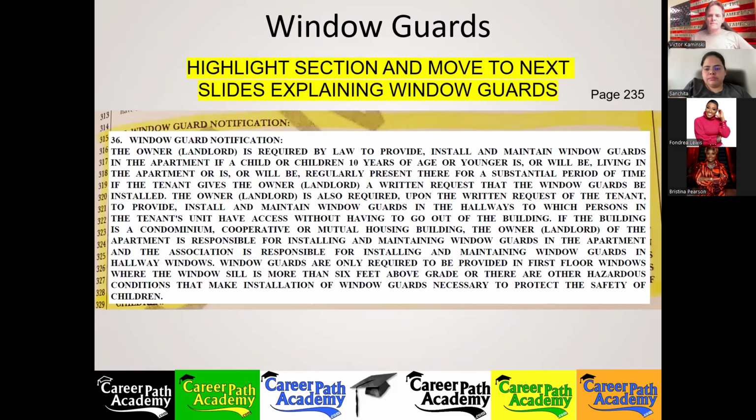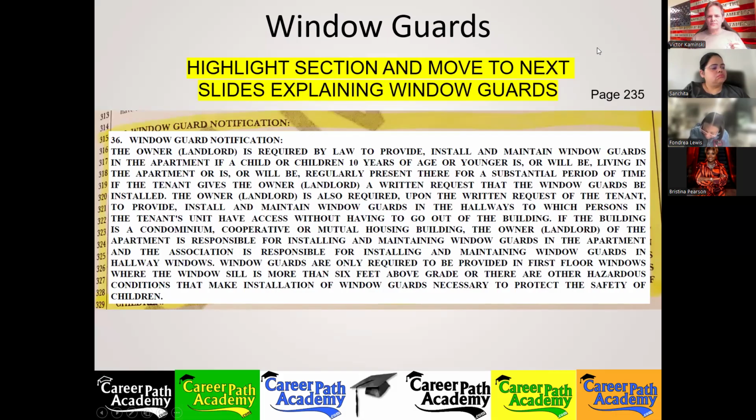Wait a minute, what page is this? 235, section 36 of the contract. 235. Yeah, section number 36. I'm not going to go by these line numbers because they may be different in the current book. 235. Okay, what are we talking about? Window guard notification. Yep. No, that's not even the same. Oh, there we go, right there. All right. Just put a highlighted box around the entire section 36.